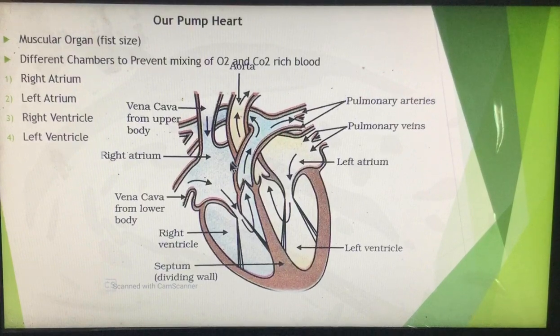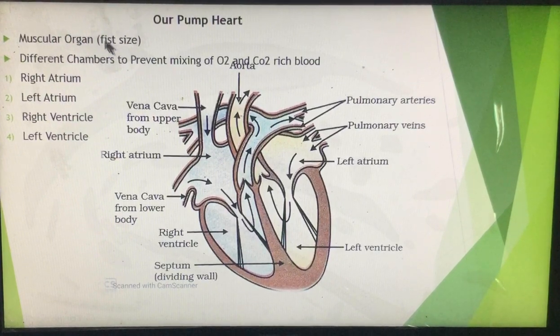Now ये heart जो है, it consists of, it is first thing you have to remember, it is a muscular organ. The heart is made up of muscles only. There are no cartilages, there are no bones. So it is a muscular organ, and इसका size is just a fist size. Fist size का मतलब है अपने हाथ को तुम बंद करो, जैसे मुट्ठी बनाते हैं, तो तुम्हारे हाथ की मुट्ठी के जितना हार्ट का साइज है. So its size is just the size of the fist. Okay, so it is muscular organ.